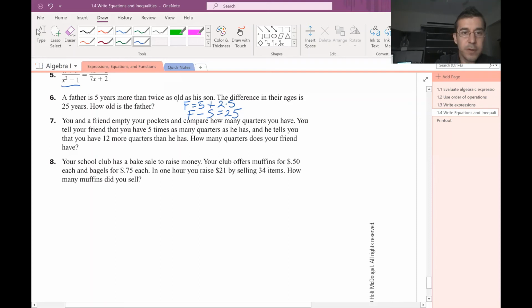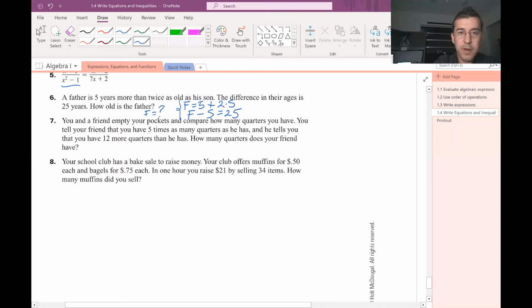Okay, how old is the father? So F is the question mark. This is a system of equations: we have 2 equations with 2 unknowns. What we have to do is plug in the solution of the first one into the second one.